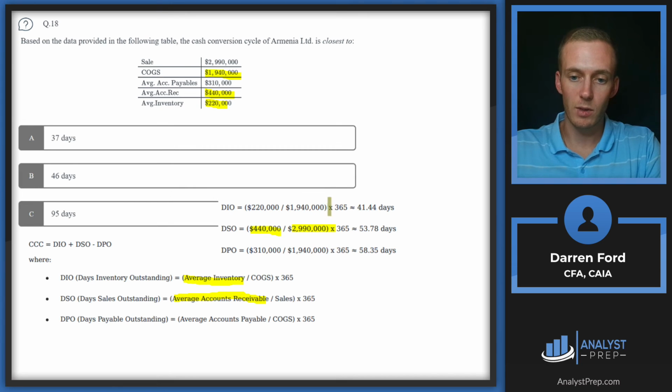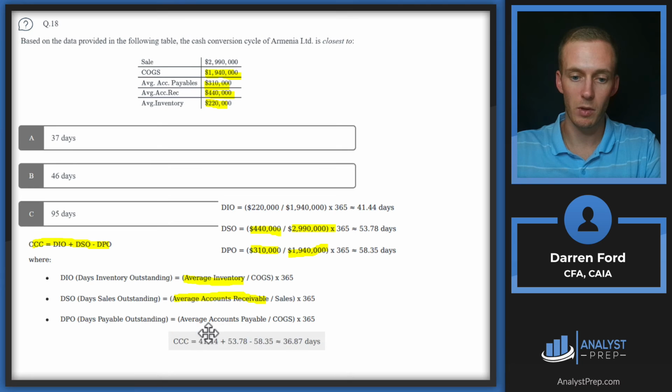To note, this figure in here would be the turnover ratio, so this would be the inventory turnover ratio. Then we're multiplying it by 365 to get that days conversion. And then for days payable, we've got that 310 in average accounts payable over our cost of goods sold, which is again that 1.94 million figure. If we go back to that original formula, we're basically going to take the 41.44 in DIO, add 53.78, and then subtract out the 58.35.